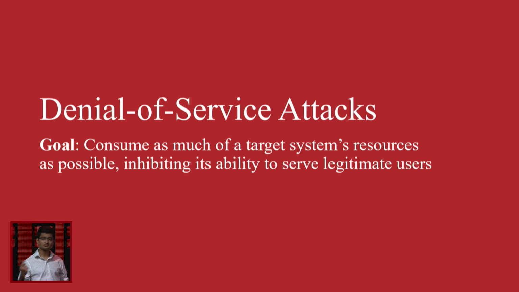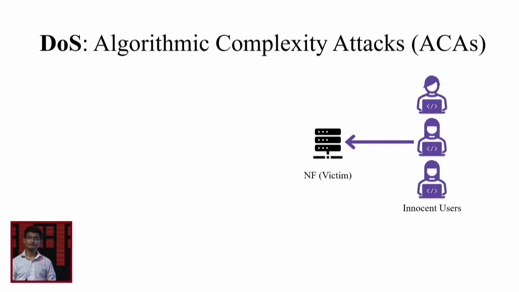Now, DOS attacks come in a variety of flavors or classes. Earlier today, we heard about DDoS attacks, which are a type of volumetric attack. There's also amplification attacks, for example, DNS amplification. Today, I'm going to tell you about a class of DOS attacks which can be significantly more potent than these other classes. And these are algorithmic complexity attacks, or ACAs.